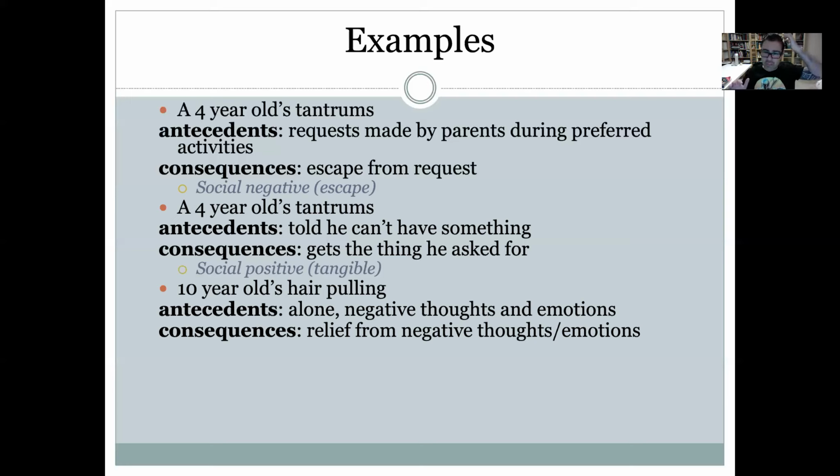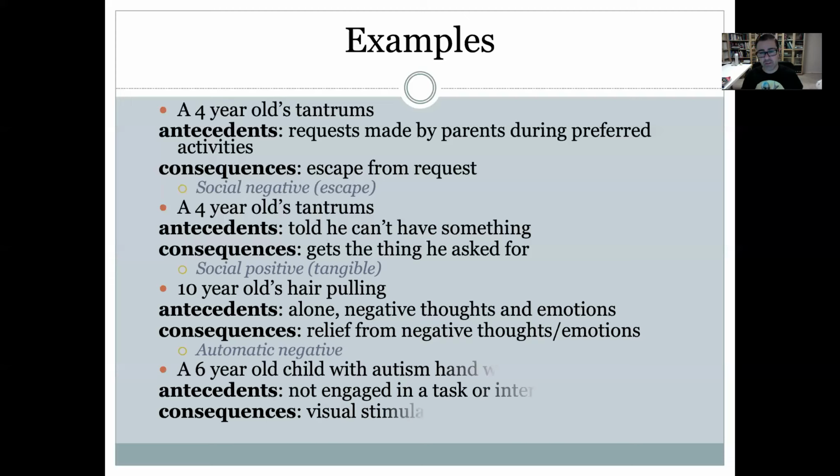So, 10-year-old hair pulling, and that's occurring when the child is alone, is having negative thoughts and emotions, and when the child pulls her hair, it relieves the emotions, right? Relieves the negative thoughts and emotions. Now, it's an aversive event, the negative thoughts. Pulling the hair removes the aversive events. That's negative reinforcement. And again, in this case, it would be automatic, not social. No one needs to be around. So automatic, negative reinforcement.